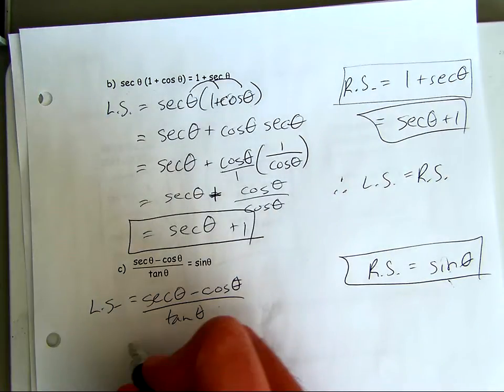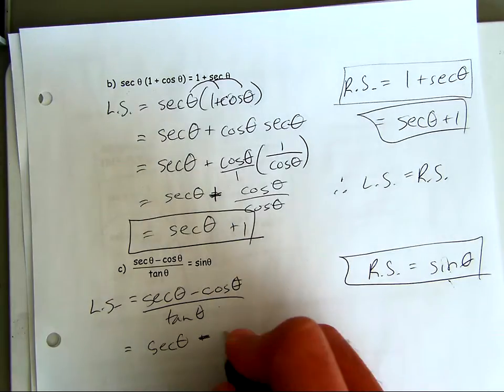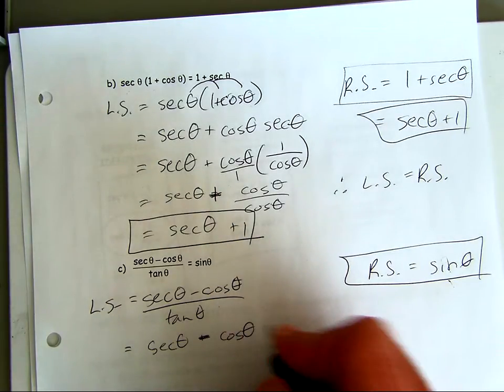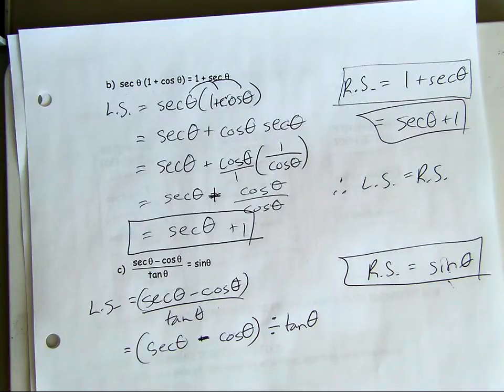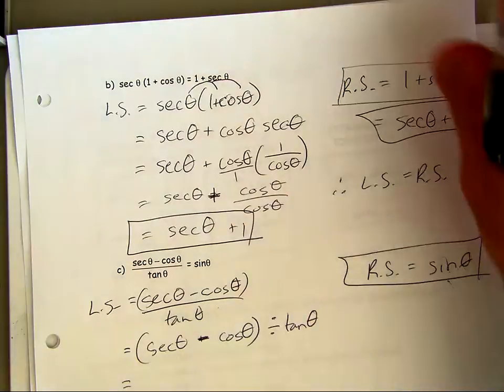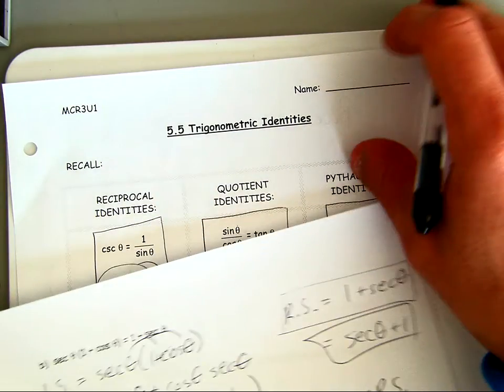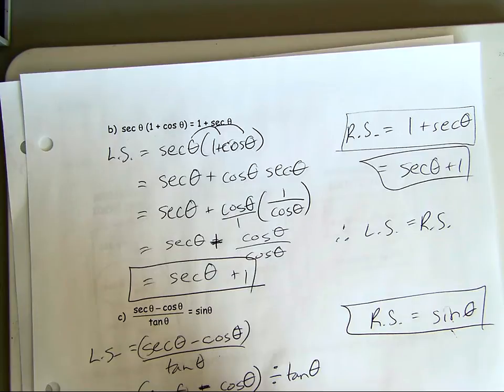So what I'm going to do is rewrite this as secant theta minus cos theta, all of that, divided by tan theta. I'm going to write this instead. And why would I write this? Well, the reason I'm writing it is so that I can start changing things to fractions. So for instance, this secant theta, there's no secants on this side, so I'm probably going to switch that. And secant I know is 1 over cos. So this is going to be 1 over cos theta, and then minus cos theta.